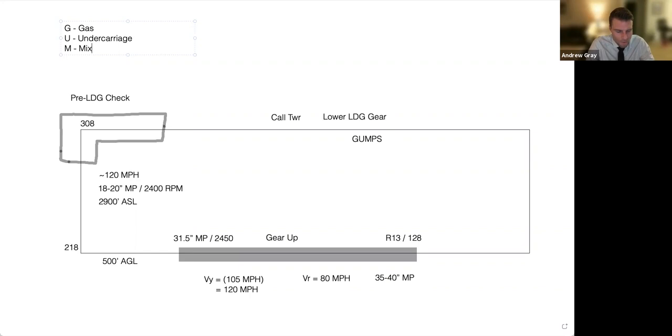M stands for mixture. We already checked that as part of the pre-landing check, but we're extra paranoid. We're going to check that again. Mixture full rich. And then P stands for props. We make sure that our propeller lever is in the max RPM. So mixture full rich, props to max, and you're pretty much ready to go.